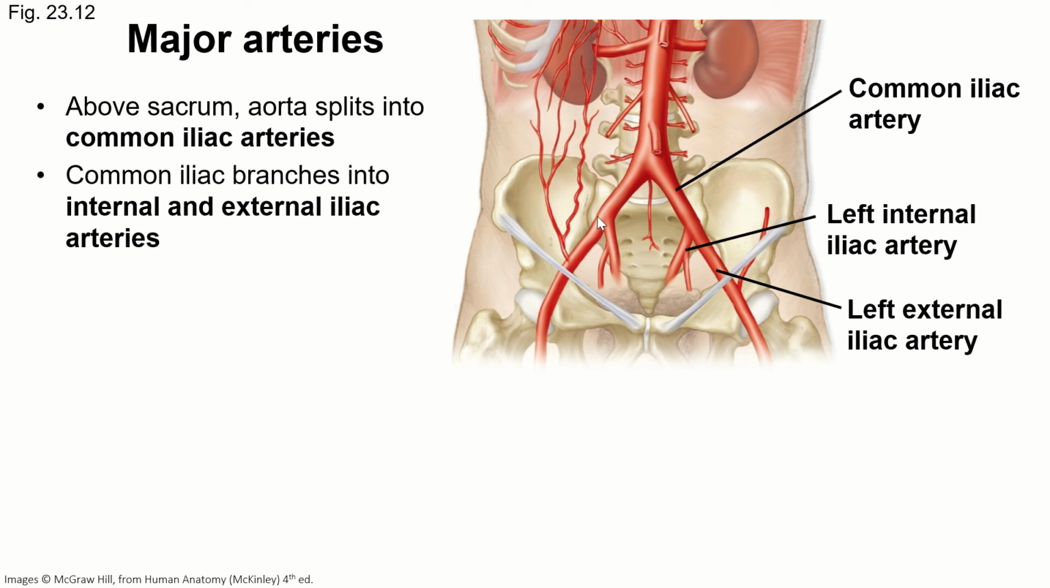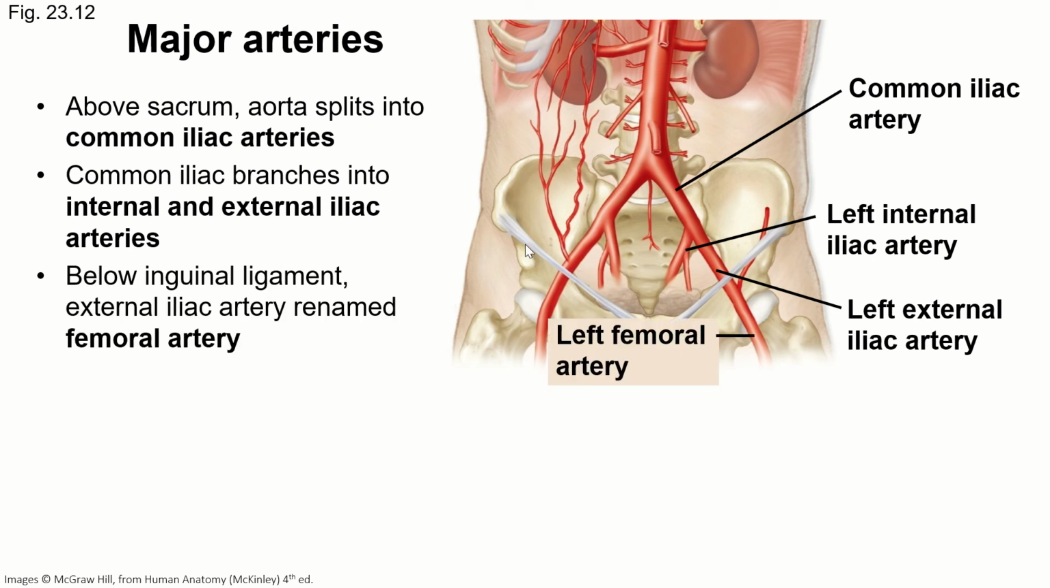The external provides some blood flow to structures of the lower abdominal and pelvic region. Internal iliac arteries provide most of the blood flow to the structures in the pelvic region.